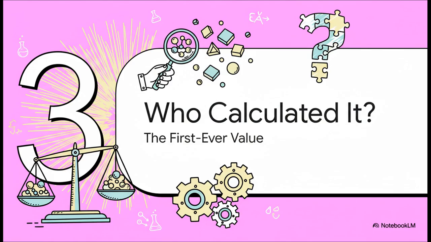So, if Avogadro wasn't the guy, who was? Let's zoom in on that critical moment. How did someone finally put the puzzle pieces together and get the first real number?